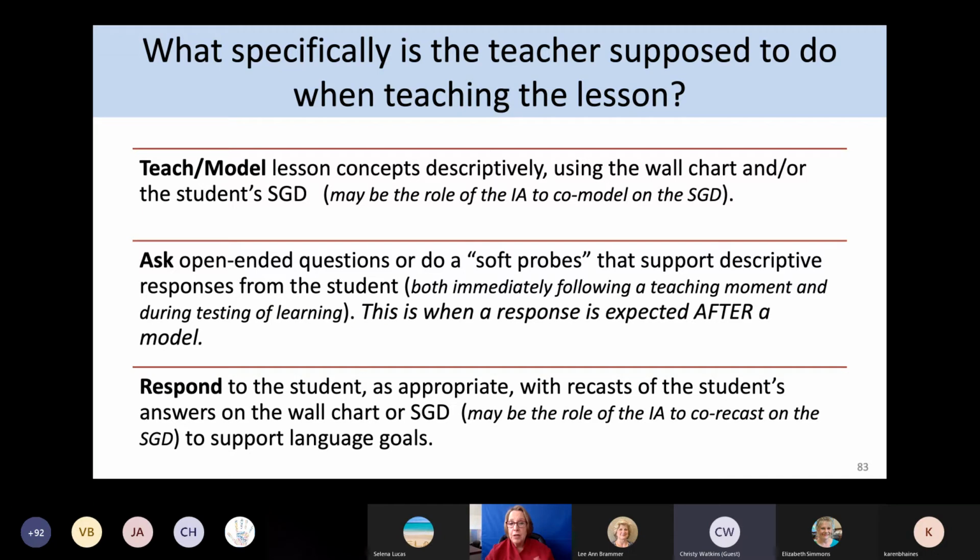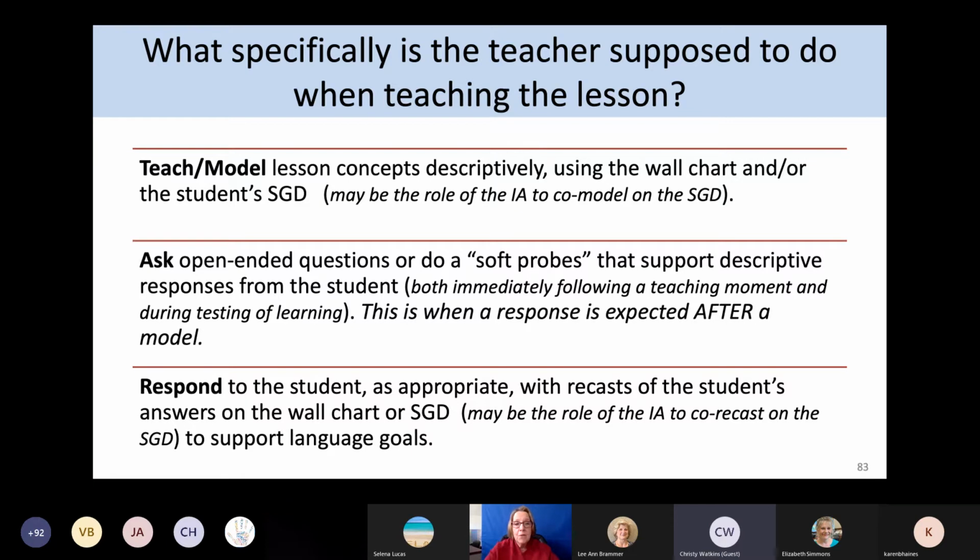Now, in a special education classroom versus a general education classroom, the role of the instructional assistant might vary. When Joshua was in a special education program, the teacher would often just model for him. Once he got into a general education program, his instructional assistant did all the co-modeling on the speech generating device. The teacher would model on the wall chart so that the instructional assistant knew what words to model on Joshua's speech generating device.